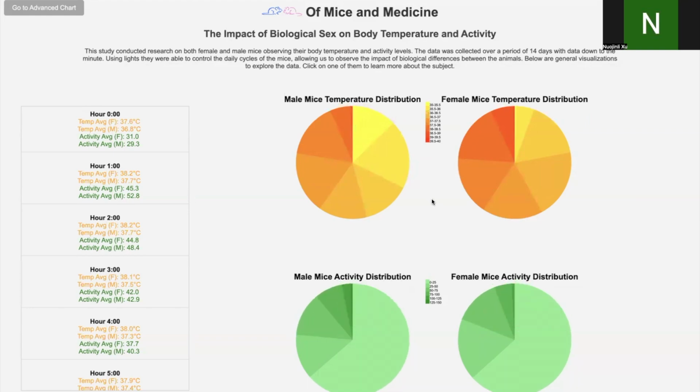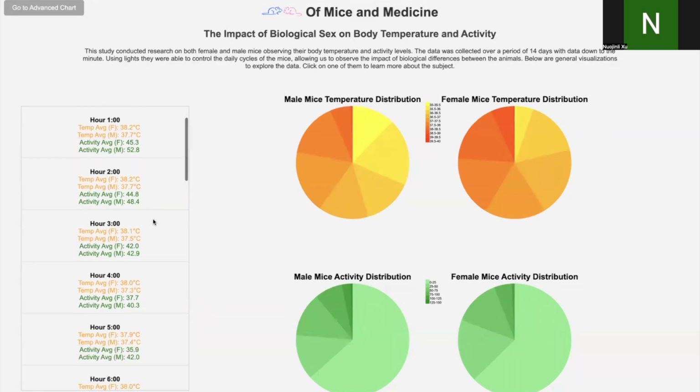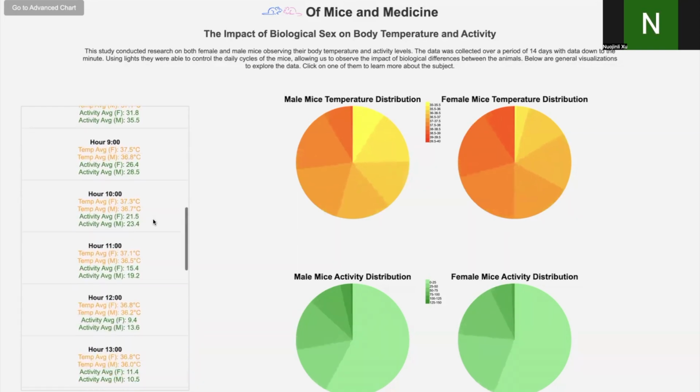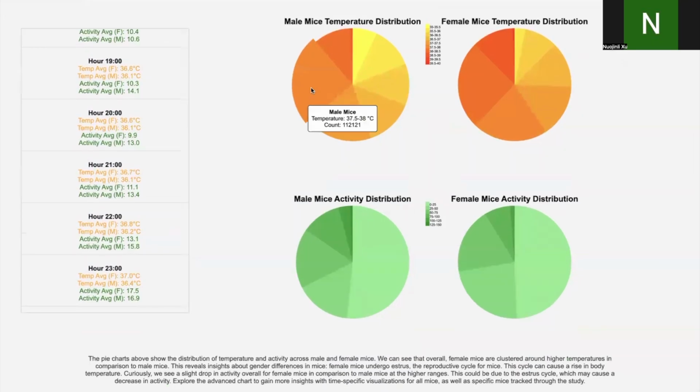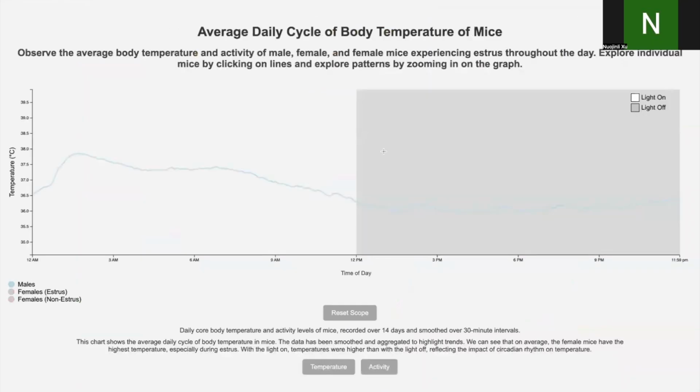Also, there's a scrollable box on the left that contains the average stats for female and male mice for each hour of the day. Therefore, by scrolling down, one can observe how mice temperature changes over the 24-hour cycle. And if you click on a slice of the pie chart, you will advance to another line chart with data specifically filtered according to the slice you just clicked.